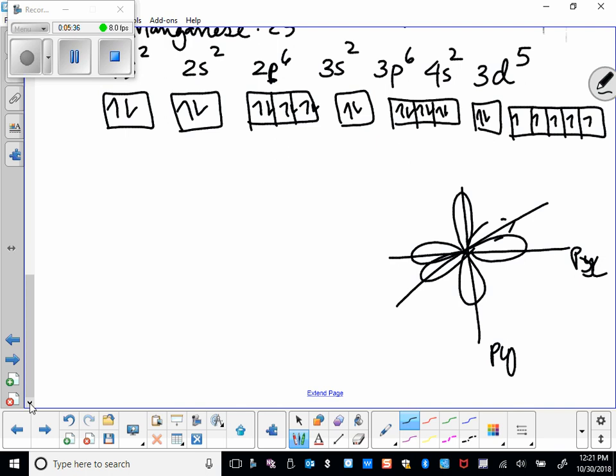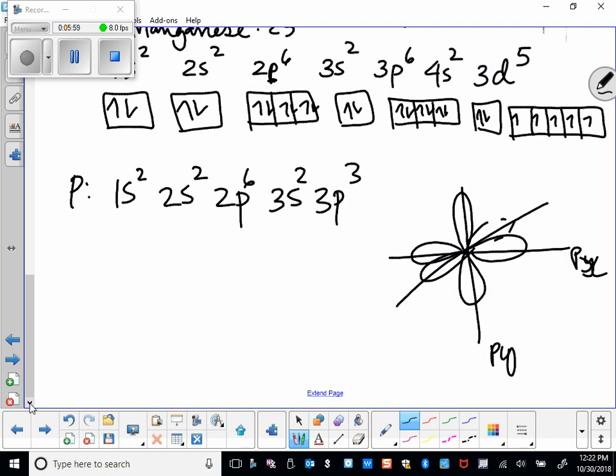Another example? Yes. Which one? Which one in your packet? Let's do phosphorus. Phosphorus's electron configuration is 1s2, 2s2, 2p6, 3s2, 3p3. Correct? How many boxes will I draw for S?